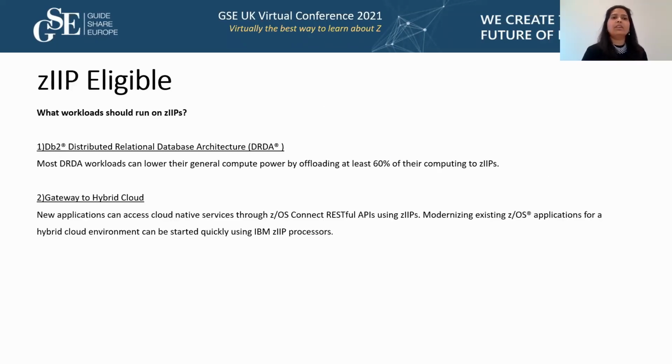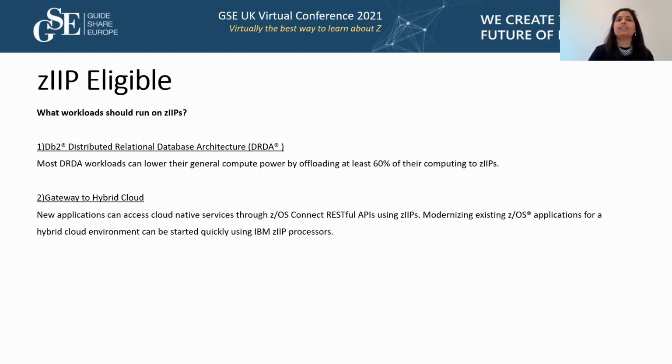Next one, what workload should run on the zIIP in a z15? First of all, as you all know, DB2 distributed relational database workload, most DRDA workload, can lower their general computing power by offloading at least 60% of their computing to the zIIP.